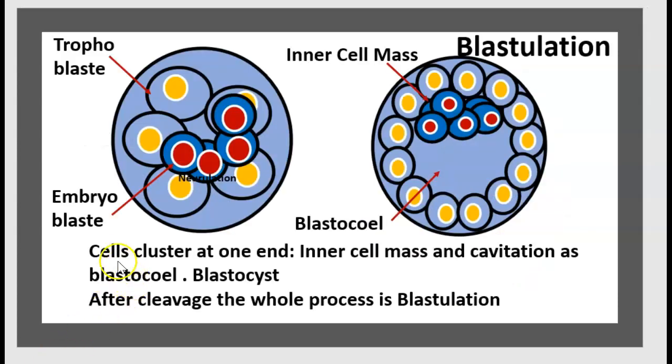Blastulation: the cell cluster at the end, the inner cell mass is forming, and cavitation, the blastocele. After cleavage, the whole process is blastulation. The embryoblast becomes the inner cell mass, and there is a cavitation, which is the blastocele. All of this process is blastulation.